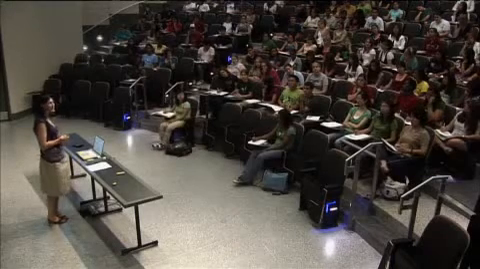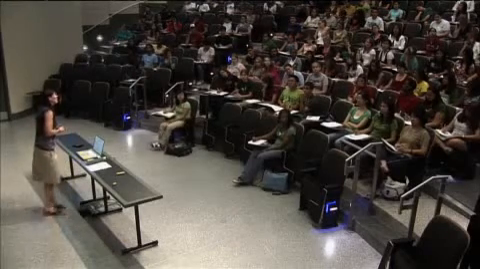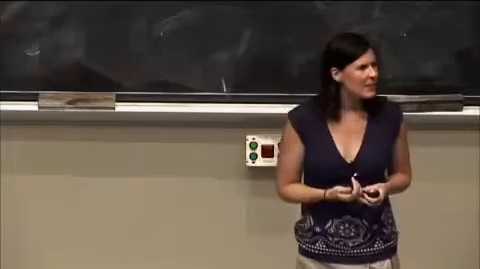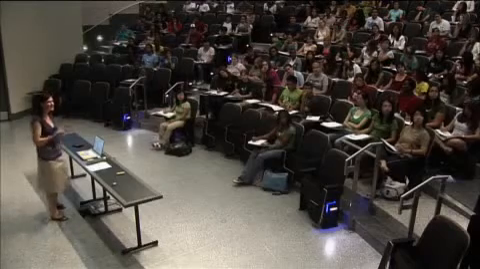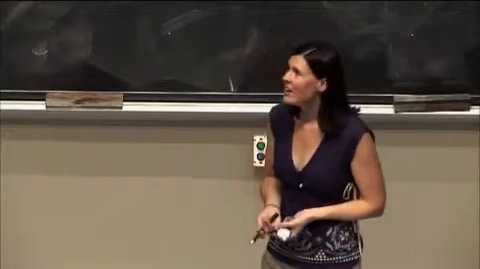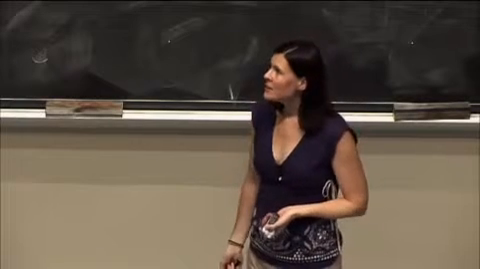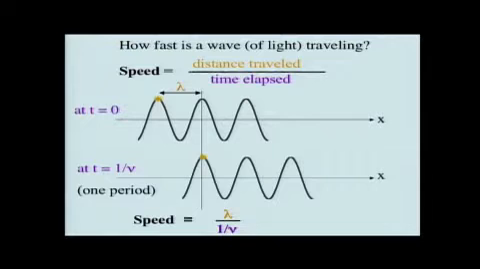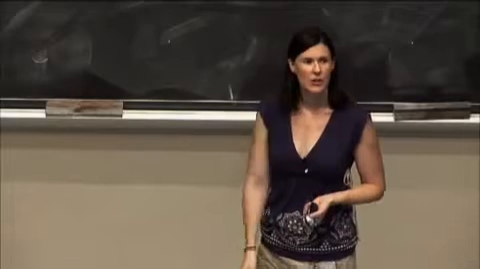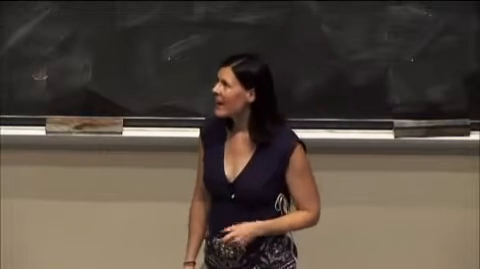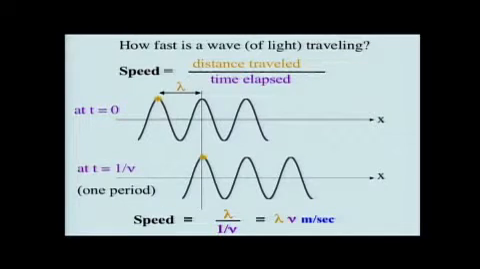So would it take, for example, the same amount of time as the frequency? The period, that's right. So it's going to take one period to move that long. And another way we can say period is just 1 over nu, or 1 over the frequency. So now we know both the distance traveled and the time elapsed, so we can just plug it in. Speed is equal to the distance traveled, which is lambda, over the time elapsed, which is 1 over nu. So we can rewrite that as speed is equal to lambda times nu.